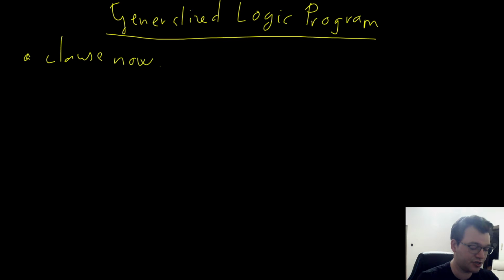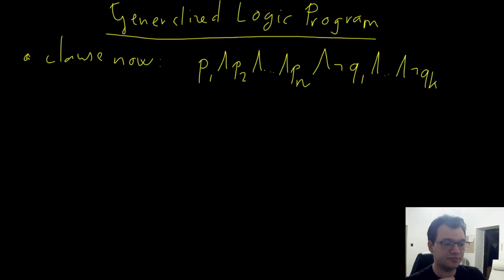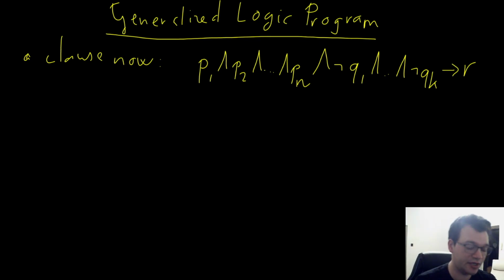So a clause, in a generalized logic program, has the form P1 and P2 and so on and Pn. This is just the same as before. Each Pi is some variable, say a Boolean variable, but you are allowed to negate those as well. I would usually just make two clusters, the first for the positive variables and the second for the negative variables. So you are not allowed to negate the head.